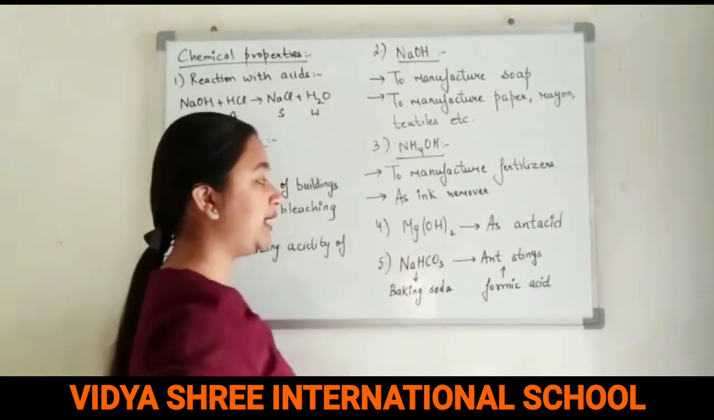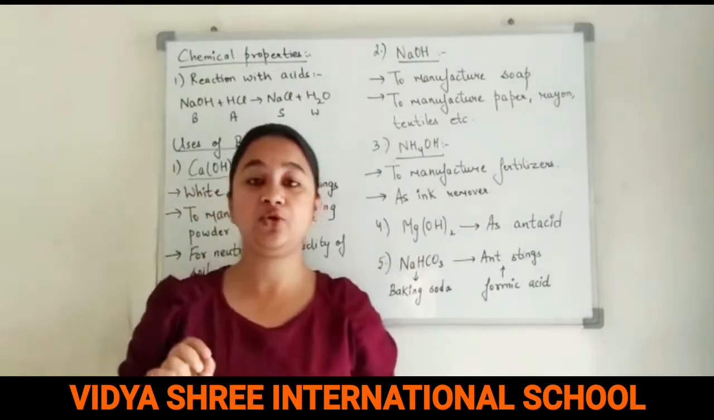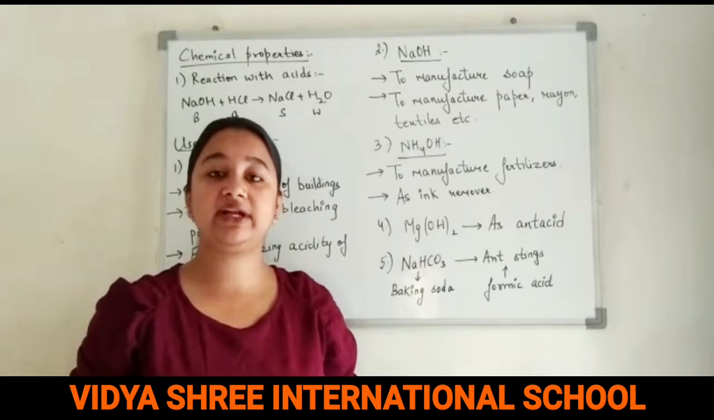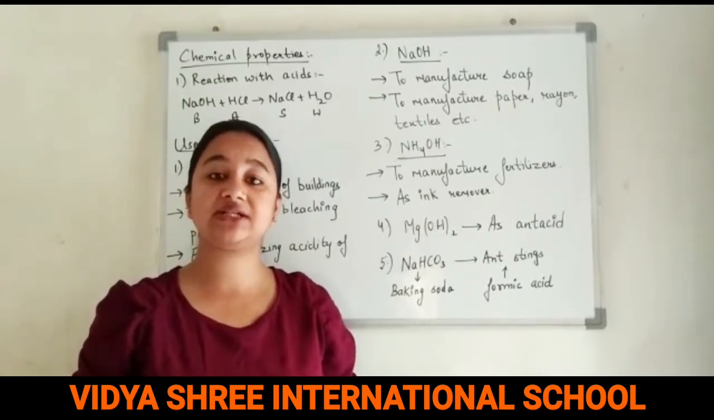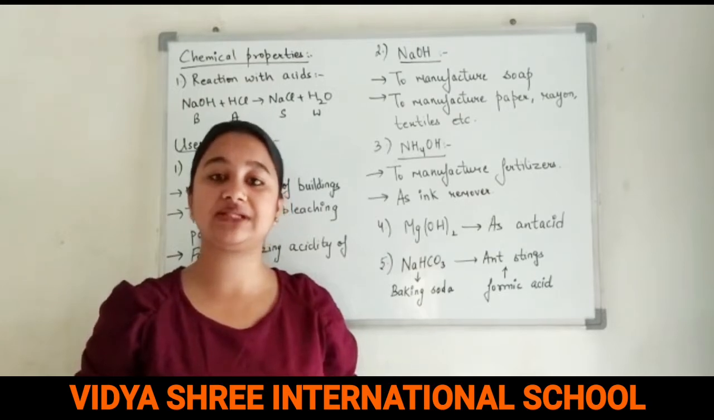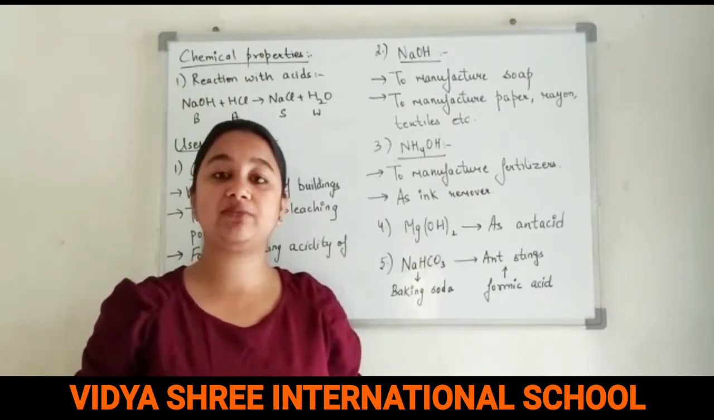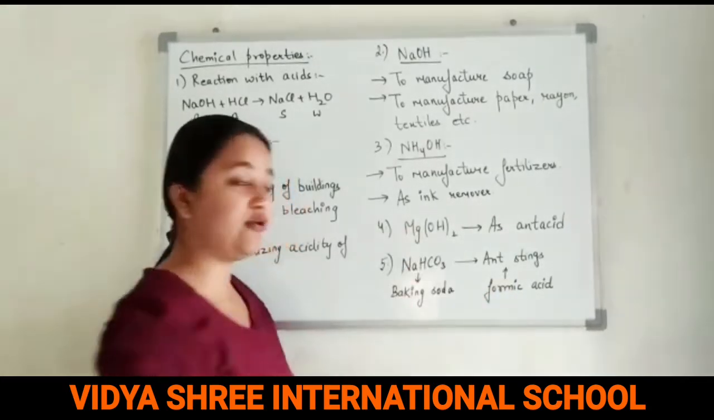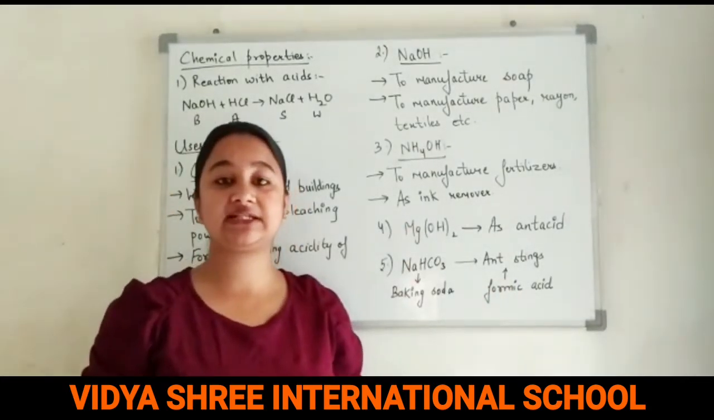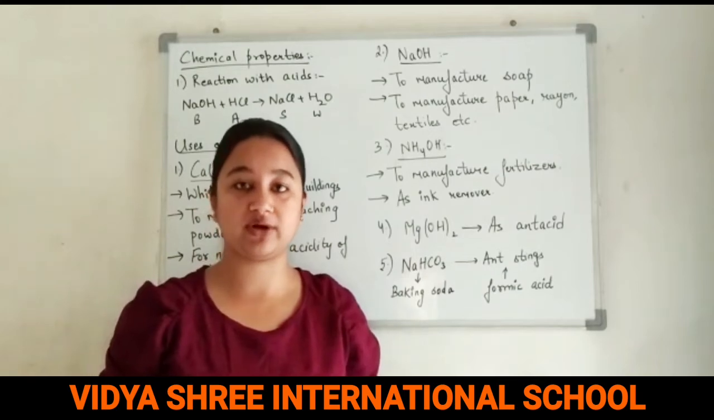Fourth one is magnesium hydroxide. You all know that our stomach releases hydrochloric acid for the digestion of food. But when this acid is released in large amount, it causes acidity. So to get relief from this acidity, we use a base such as magnesium hydroxide, which neutralizes the excess acid and forms salt and water.